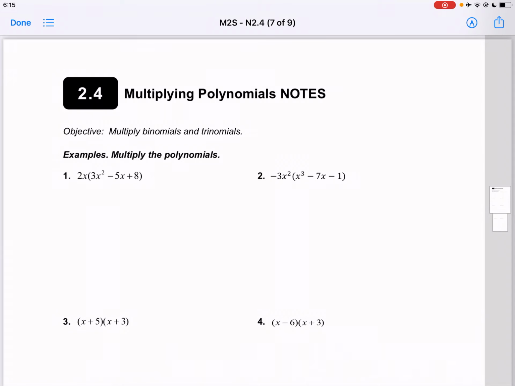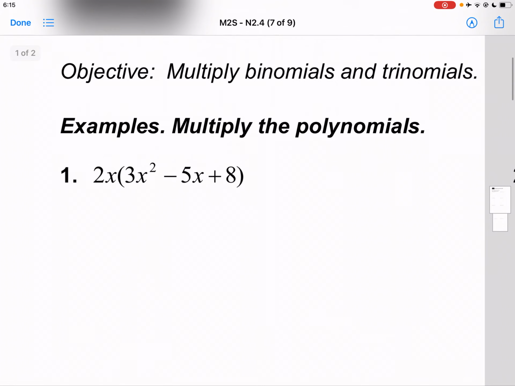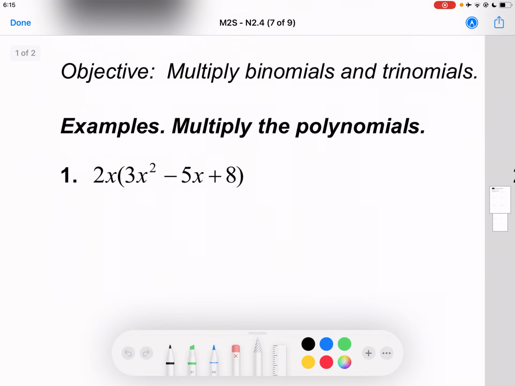All right, so we are going to be talking about how to multiply polynomials today. And it's going to be using some of the same tricks we learned with adding and subtracting, as well as the exponent rules we learned before. Okay, so let's go straight to an example.